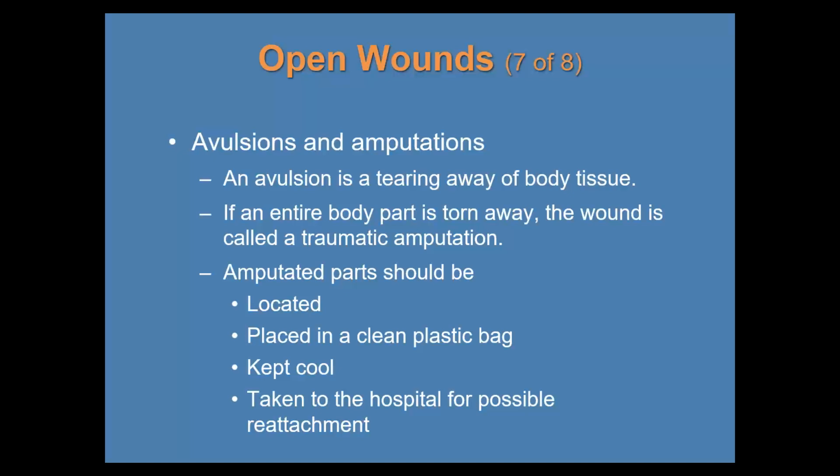The amputated parts should be located, placed in a clean plastic bag, kept cool, and taken to the hospital for possible reattachment. It's not up to you to decide how or why that's going to happen. You just need to collect the body part, follow those steps, and send it with the ambulance. If they need it, they need it. If they don't, they don't. It's up to them at the hospital. It's not up to us. So do your best to preserve that limb or digit or whatever it might be, and take care of it.